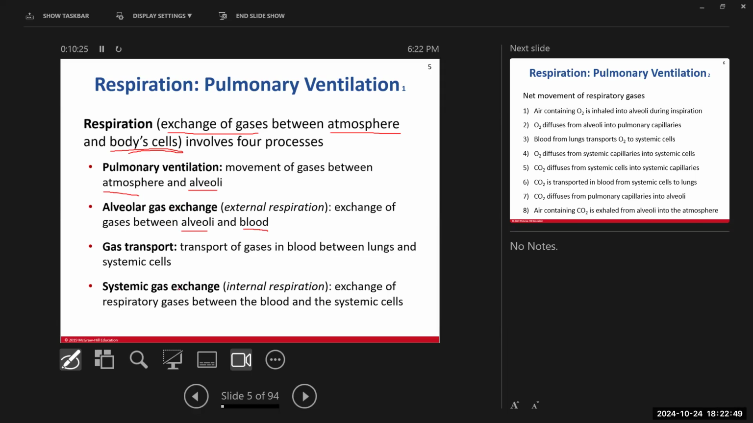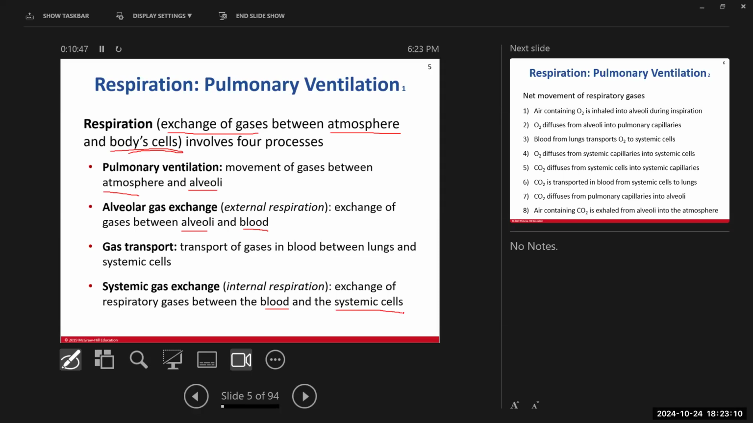And then the last place is going to be the systemic gas exchange. So we bring those respiratory gases, oxygen obviously, to your cells, and we'll see another gas exchange between your blood and all your cells there. So those are going to be the four main points or discussion areas that we're going to have for respiration.